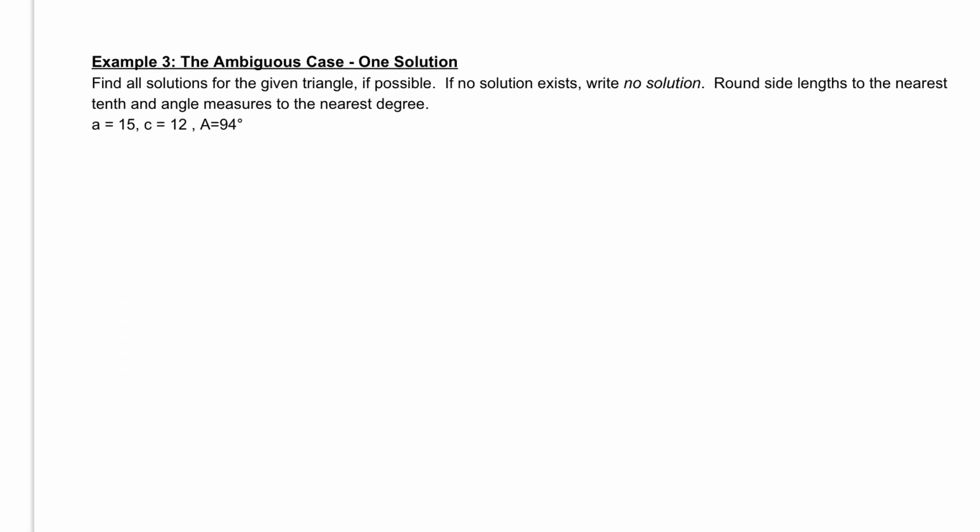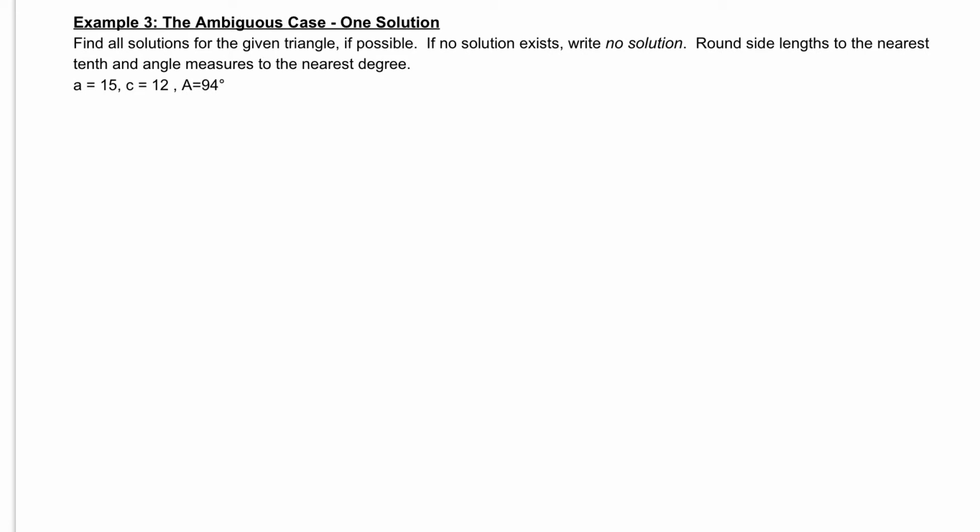Example 3 is the ambiguous case that gives us 1 solution. So this is a case where we have side-side-angle and only 1 solution. It says find all solutions for the given triangle if possible. If no solution exists, write no solution. Round side lengths to the nearest tenth and angle measures to the nearest degree. We're going to start by drawing our triangle out. So let's do that.